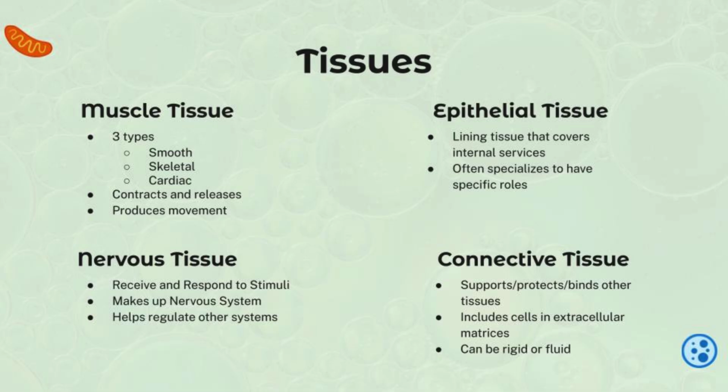Nervous tissue is what receives and responds to stimuli. So this is your nervous system. There's a couple different types of nerve cells. We're not going to go into super detail for this class. Just know that they exist. This helps regulate other systems. And then connective tissue supports, protects, and binds other tissues, includes cells and extracellular matrices, and can be rigid or fluid.